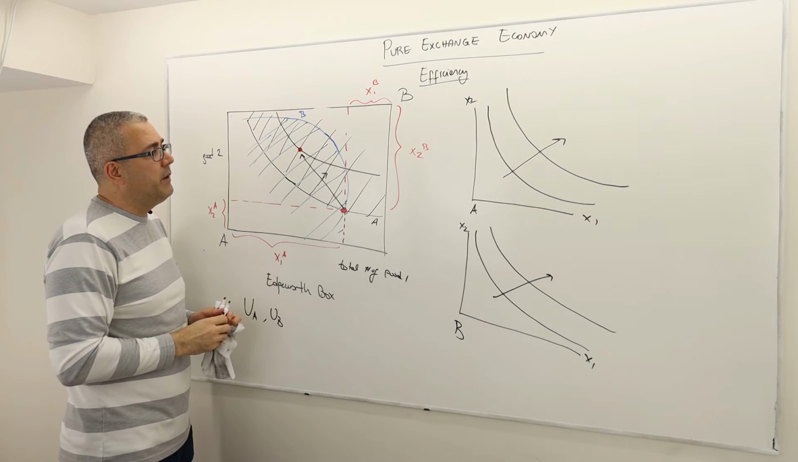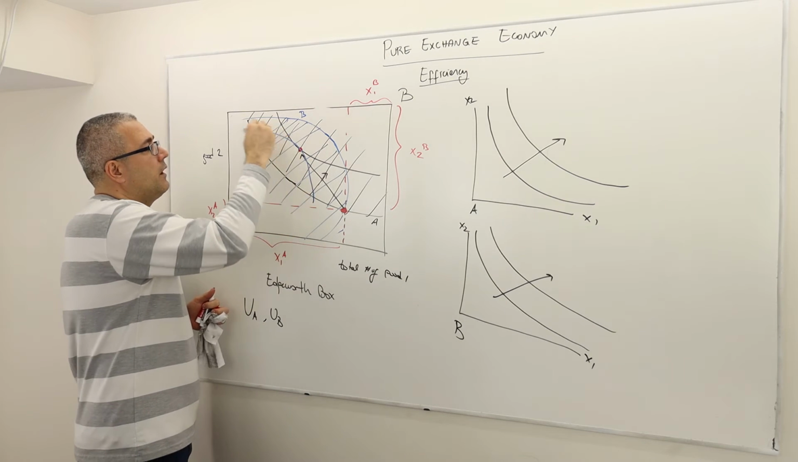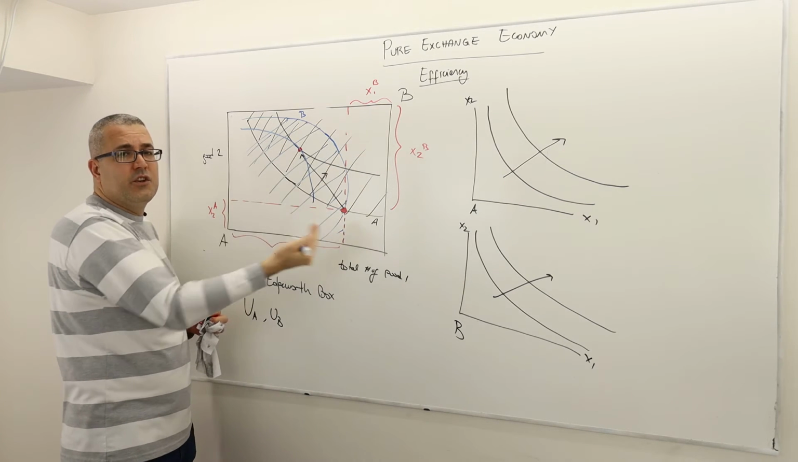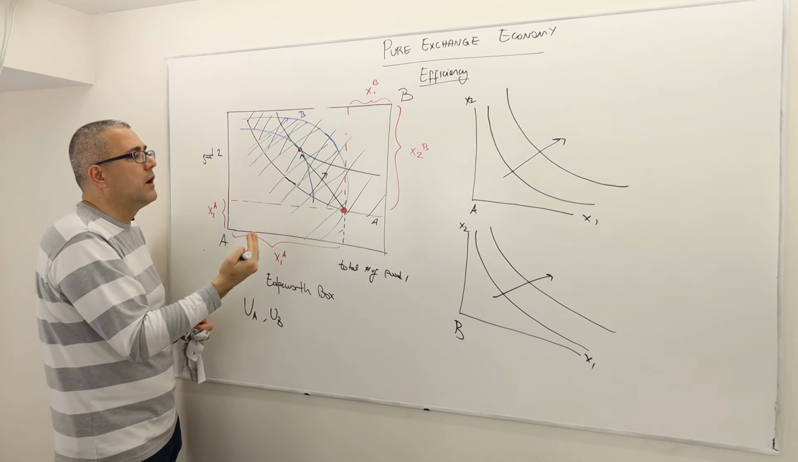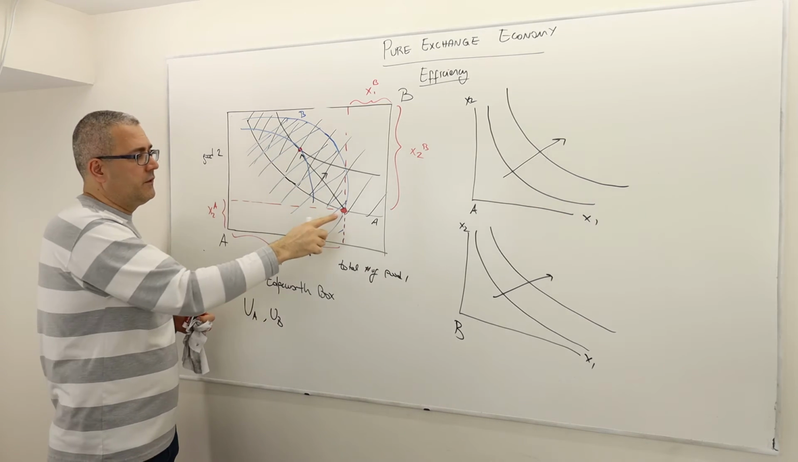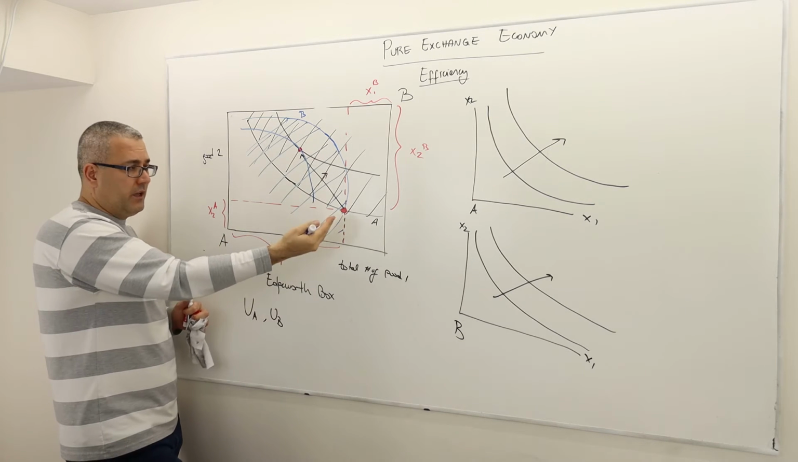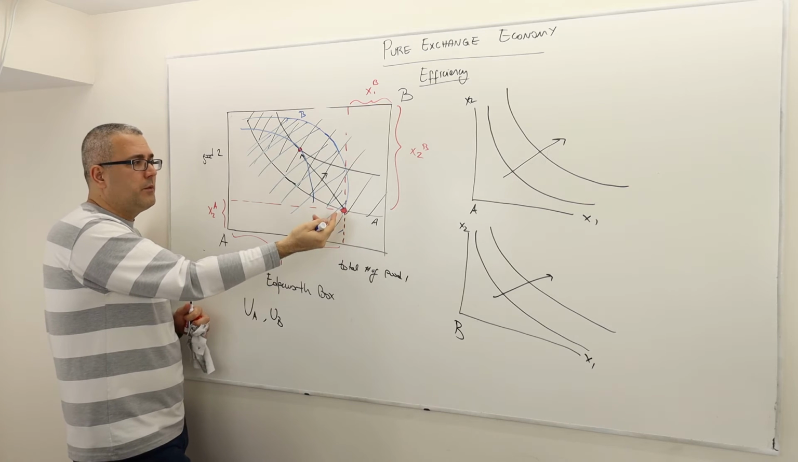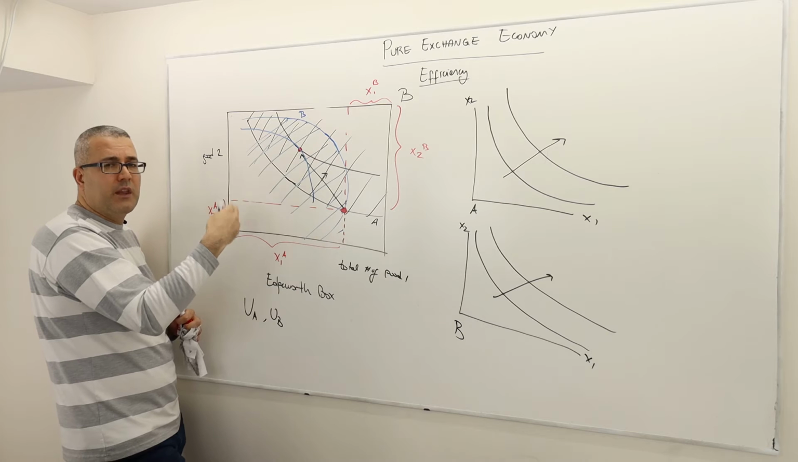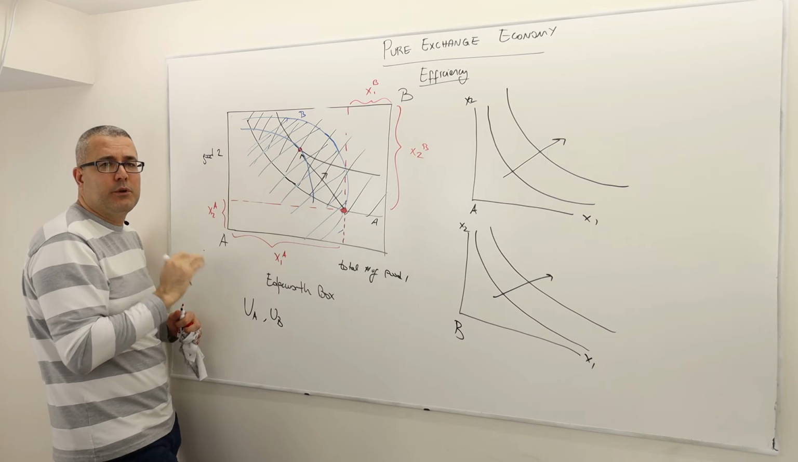Well, what about agent B? The same thing. Agent B is going to get better off because this indifference curve is going to be above his initial indifference curve. So therefore, this allocation is an improvement in comparison to this allocation. Meaning, it is possible to make one agent better off without hurting the other agent, without making the other agent worse off. And therefore, this allocation cannot be Pareto optimal.